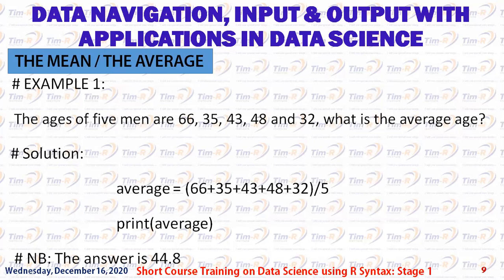If you want to do it manually in your system, you will type average is equal to, then open the brackets, we type 66 plus 35 plus 43 plus 48 plus 32, then close the bracket. At the back, put /5. Then the next thing is that you print average. The command print is used to get your answer from the R console, from the R script.